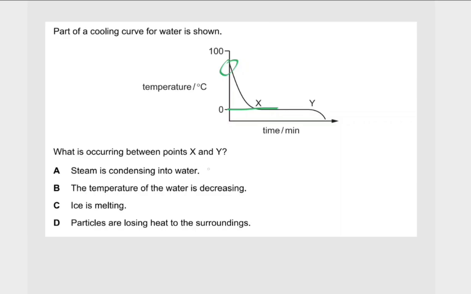So steam is condensing into water? No, it should happen above 100 degrees Celsius. The temperature of the water is decreasing? No, the temperature remains constant. So whenever there is a change of state, the temperature will remain constant. Ice is melting? No, it's a cooling curve. Ice melting will come on a heating curve, not on a cooling curve. Particles are losing heat to the surroundings, which is correct.